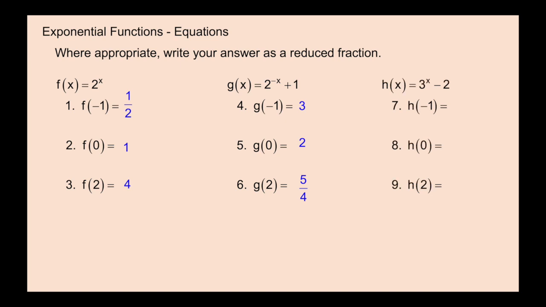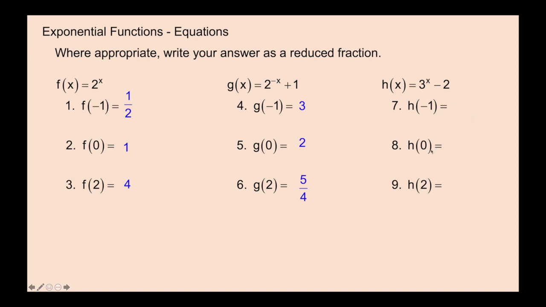And then for this function, h of x is equal to 3 to the x minus 2. Here, if I'm plugging in that -1, I've got 3 to the negative first. That's going to give me 1/3, and then minus 2. Now again, I want to get common denominators here. So I'm going to have to think of 2 as being 6/3. So now if I've got 1/3 minus 6/3, I'm looking at -5/3 as my answer.